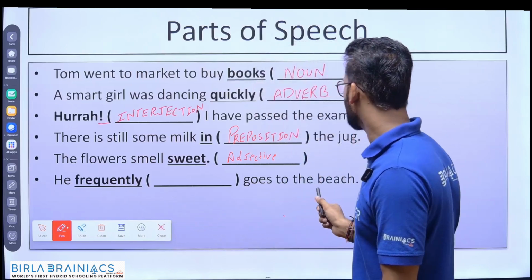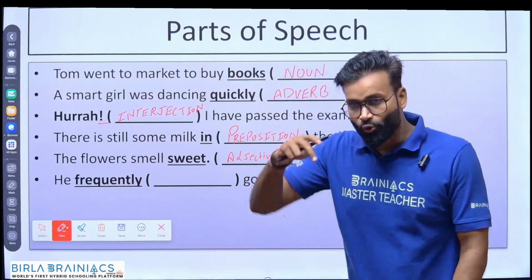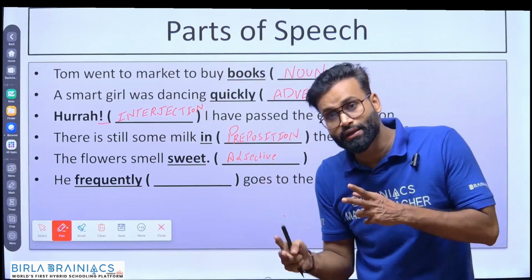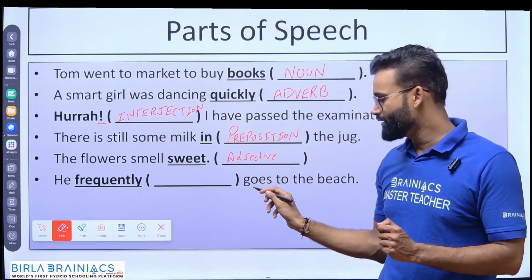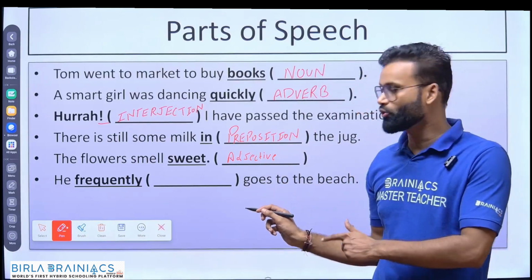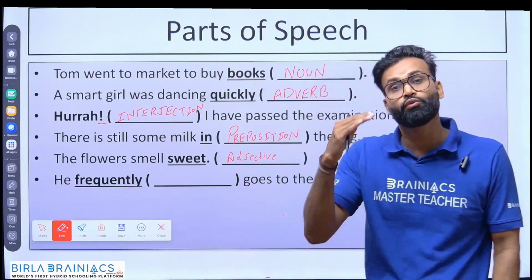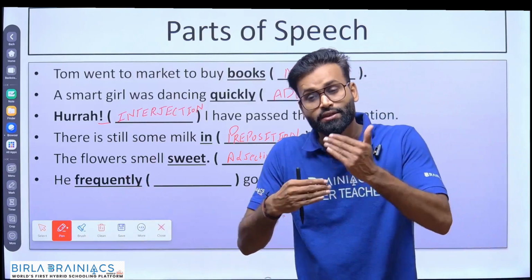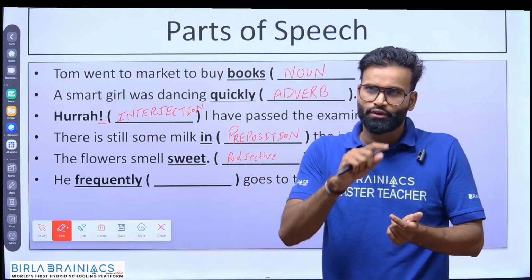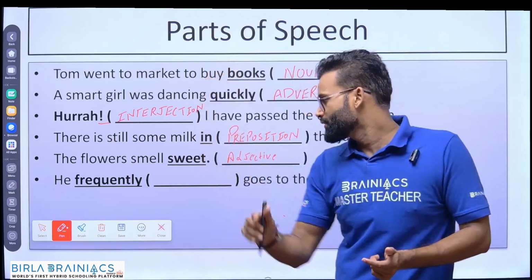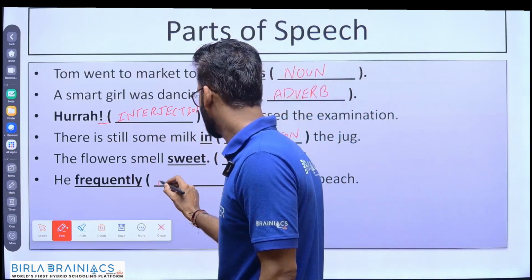He frequently goes to the beach. Going, work is happening frequently. Going work: go, went, gone. This is the main verb, but it is not asking about go. It is asking about frequently. So the action is taking place frequently, slowly. He cried loudly. Adverb.